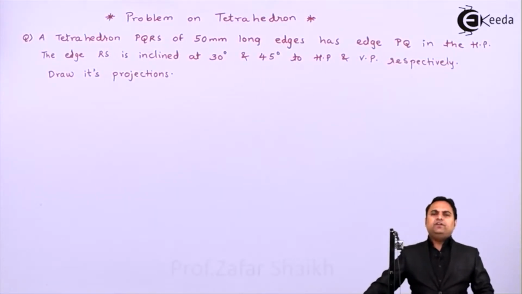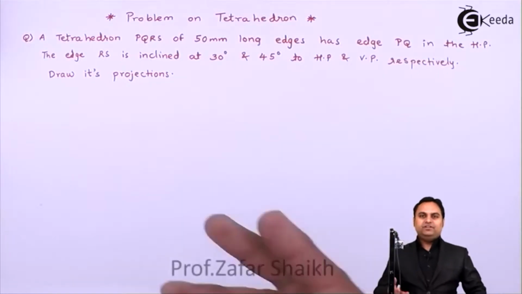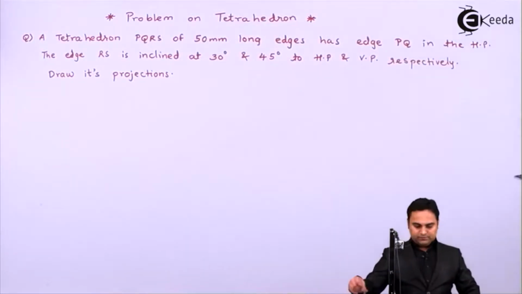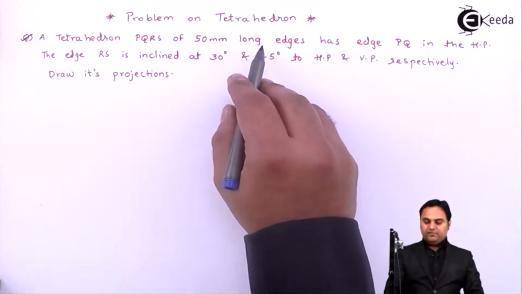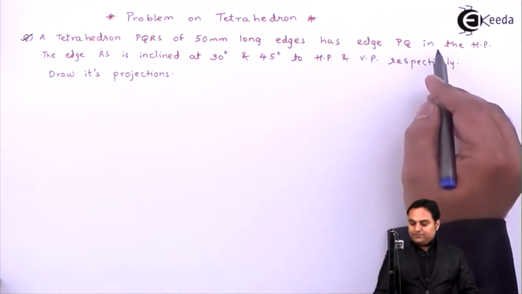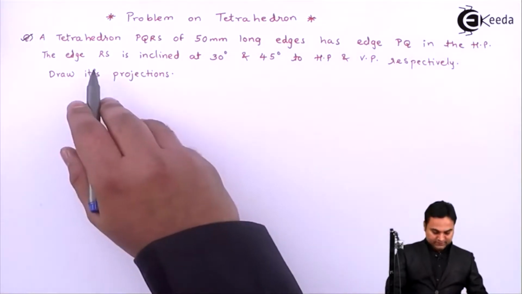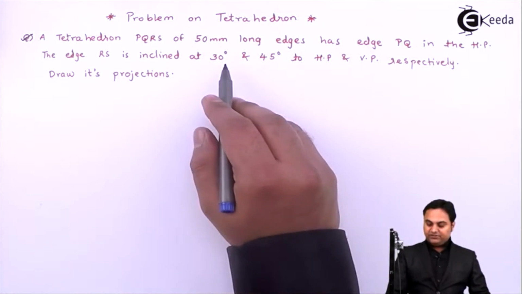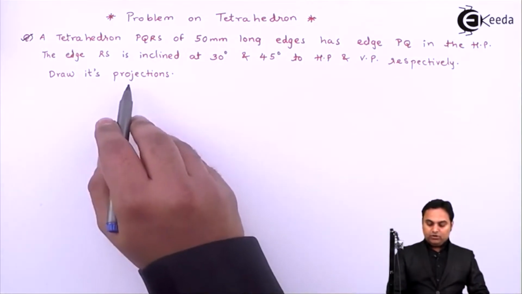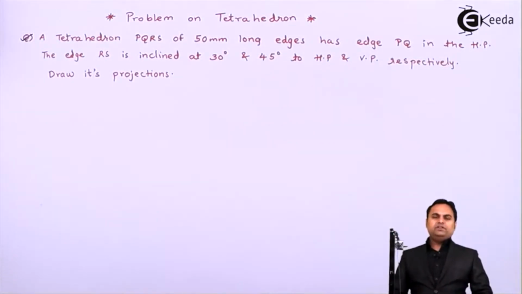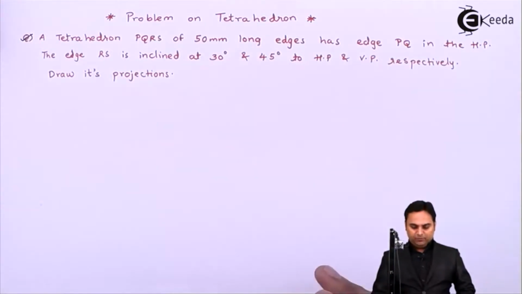In this video, we are going to see a problem on tetrahedron. Here is the question. A tetrahedron PQRS of 50 mm long edges has edge PQ in the HP. The edge RS is inclined at 30 degree and 45 degree to HP and VP respectively. Draw its projections. Whatever the conditions are given, I'll explain that in the problem.